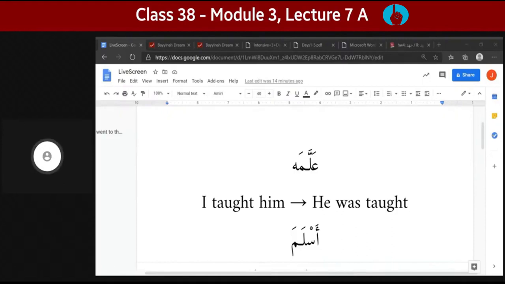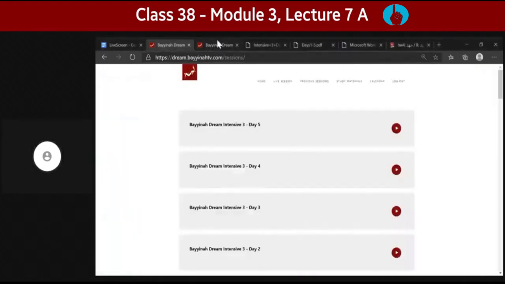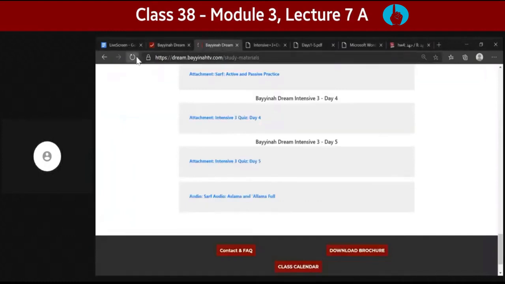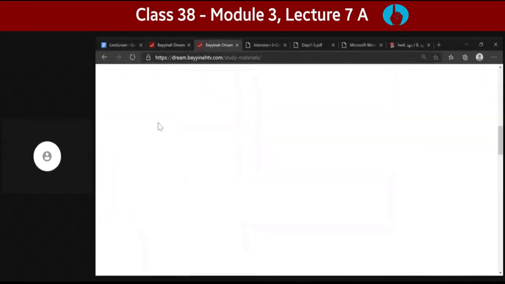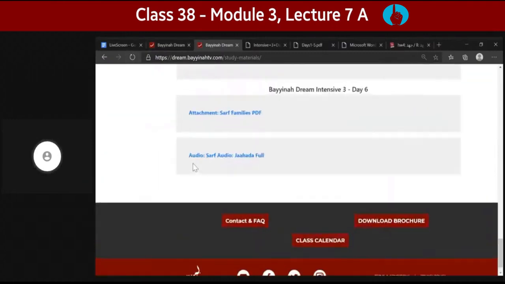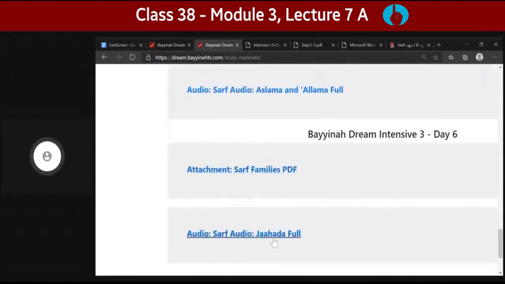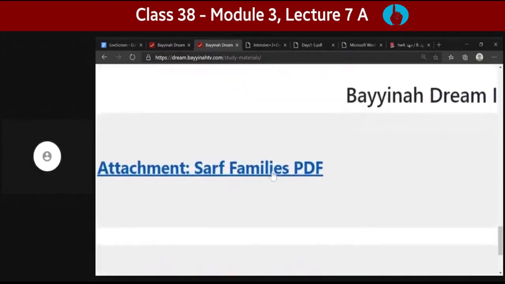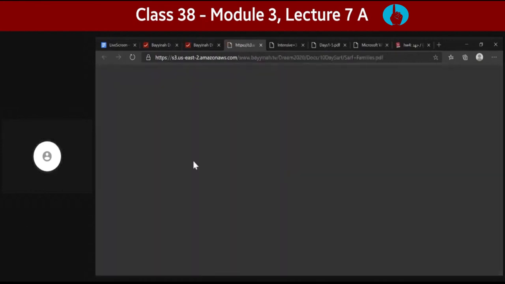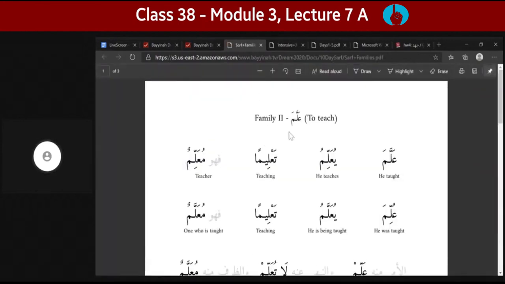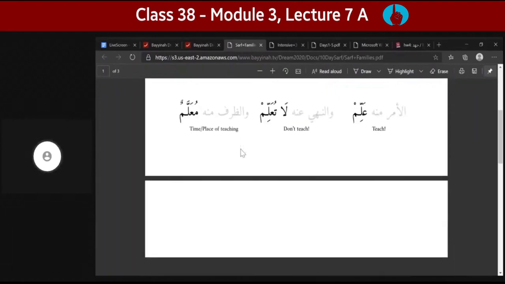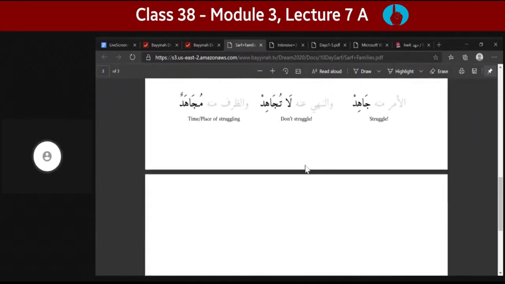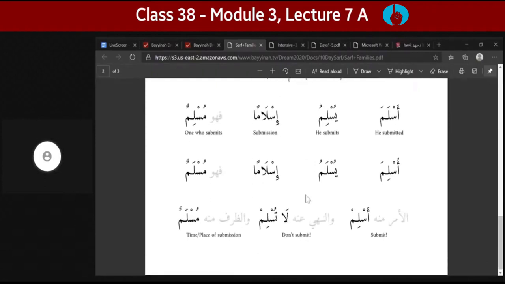The file is up for all of the, oh yeah, I should probably go over that because we did add. Okay, at the bottom of the study materials page, there's the audio for Jahada, and there's also this Sarf Families PDF, and this has Allama and its full sarf, Jahada and its full sarf, and Aslama and its full sarf with meanings.